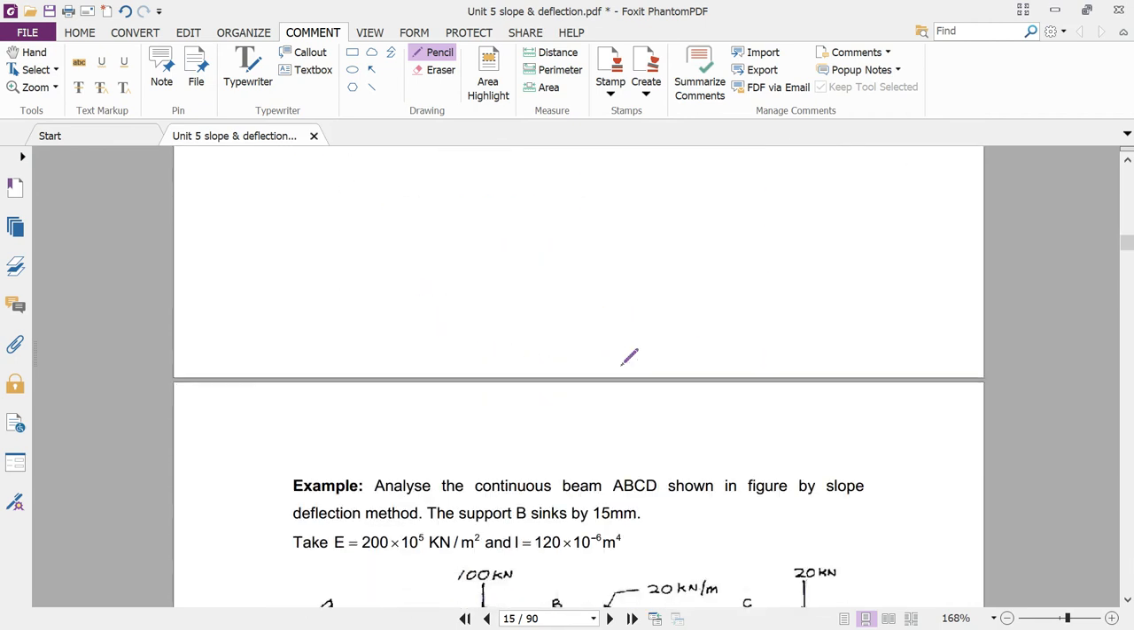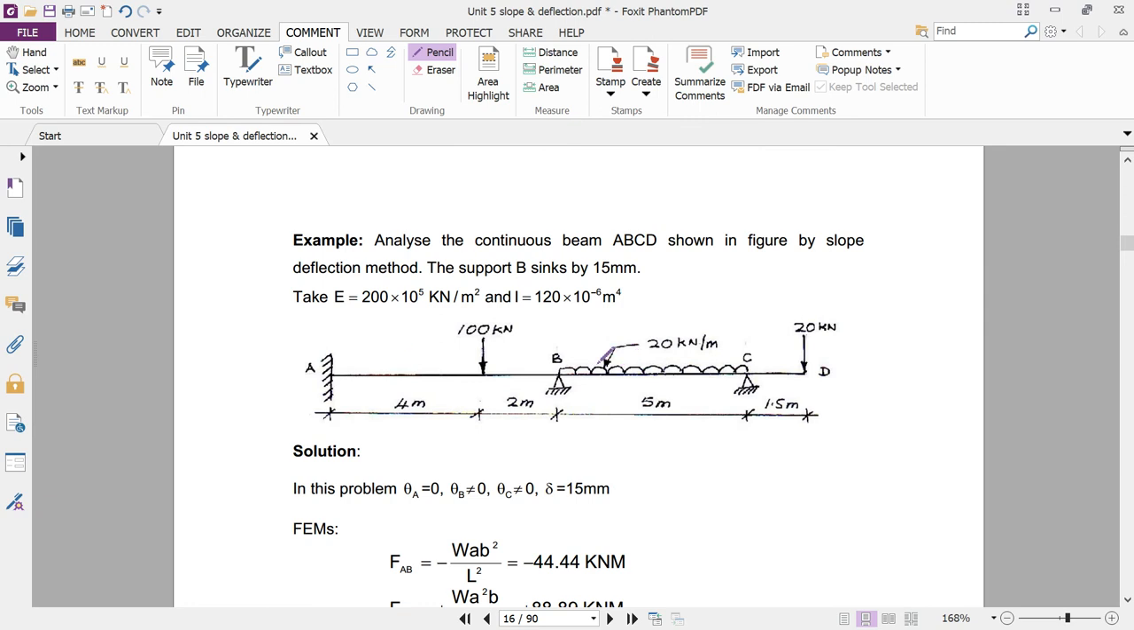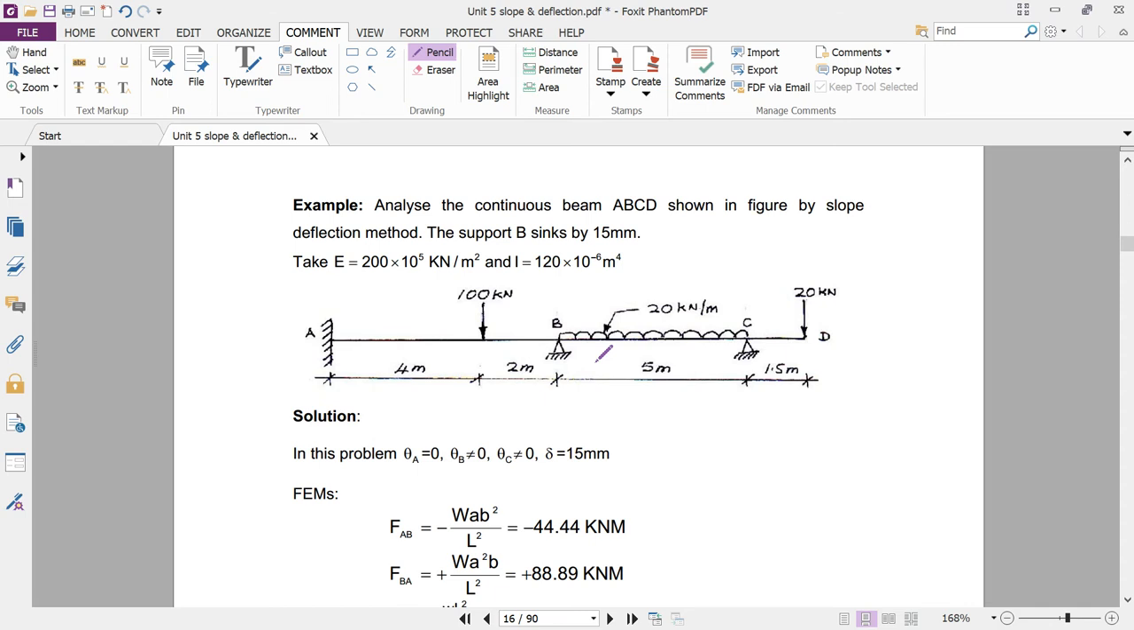Now this is another example. But here in this example one additional point is there, that is a sinking of support. From this numerical, the sinking of support type, or you can say case number 2, is going to start. The numerical is the same, the values given are already the same, but there is one additional part, support sink. If you see, support B is sunk by 15 mm.